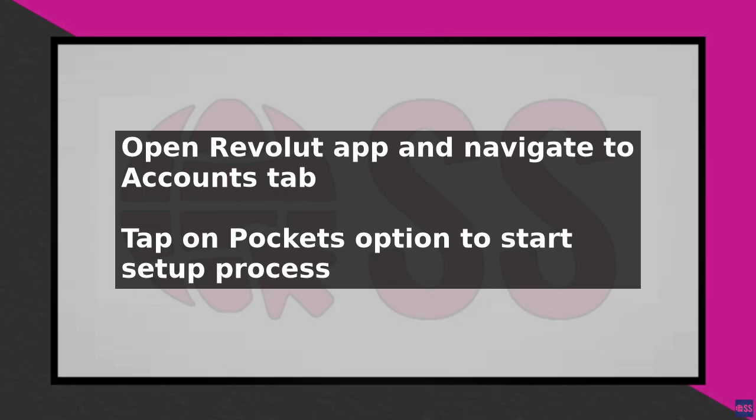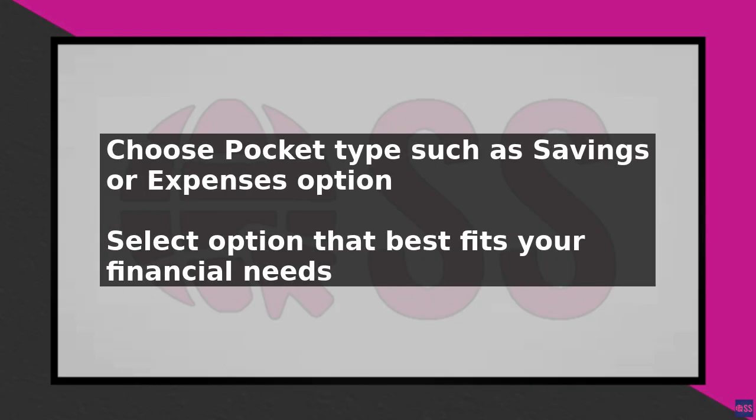To start, open the Revolut app and navigate to the Accounts tab. From there, tap on the Pockets option. If you have not already set up any pockets, you will see a screen that explains what pockets are and how they work. Tap on the Create a Pocket button to begin the setup process.